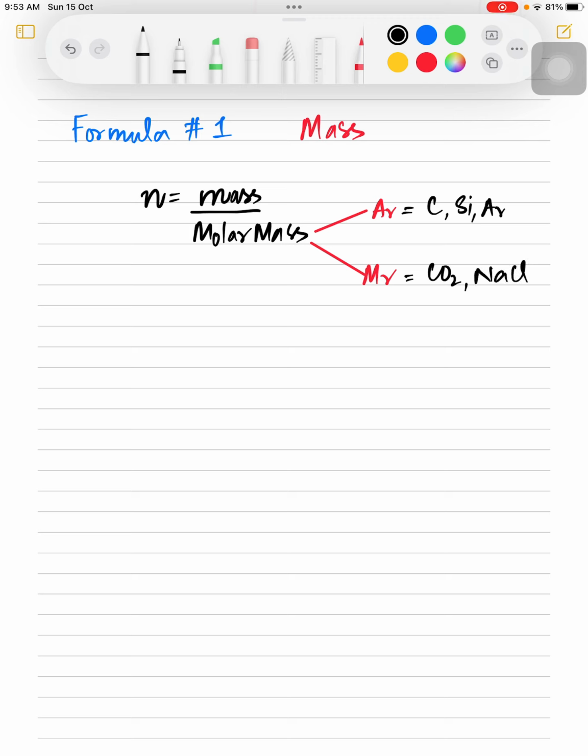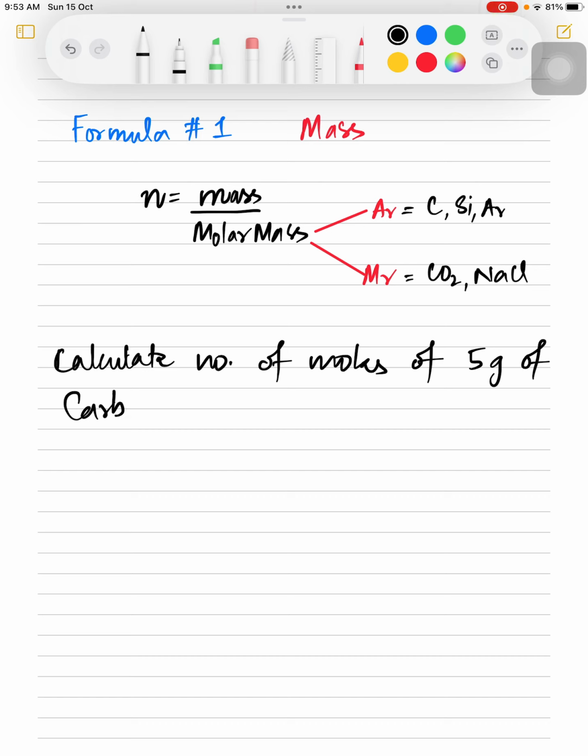Let me give you an example. For example, if the question comes: calculate the number of moles of 5 grams of carbon. So what you people do, you just need to put the formula. You can see here.